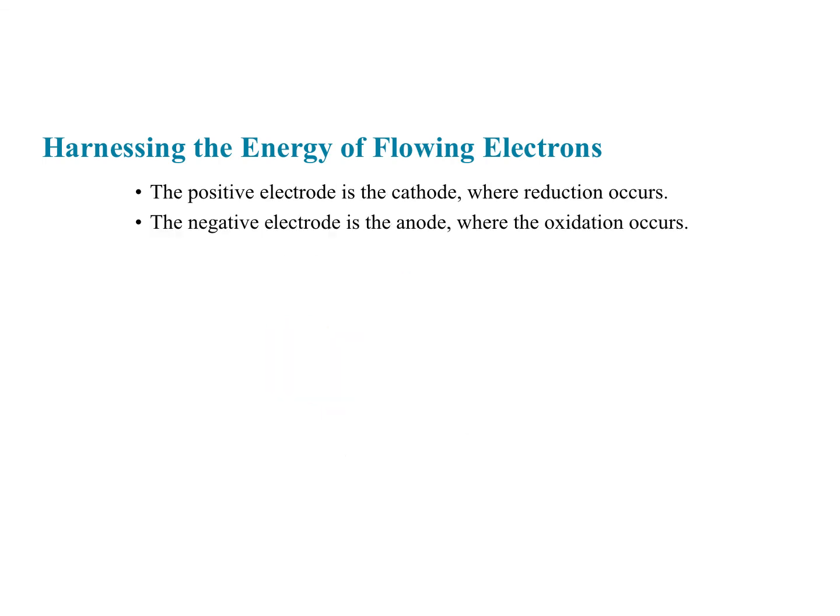So just to sum up, the positive electrode is the cathode, and that's where a reduction reaction occurs. The negative electrode is the anode, and that's where an oxidation reaction occurs.